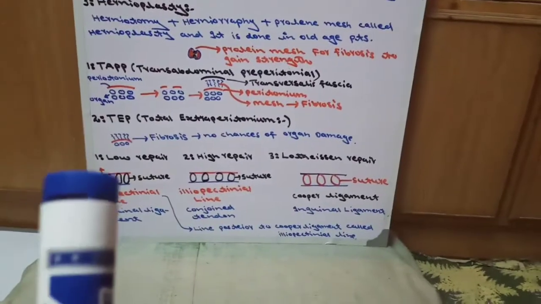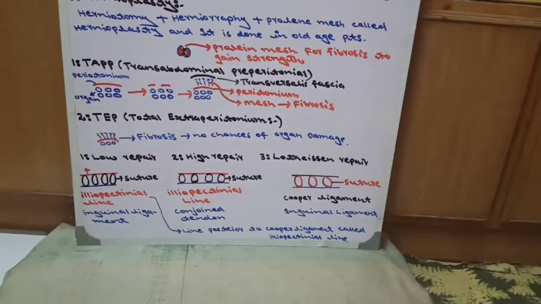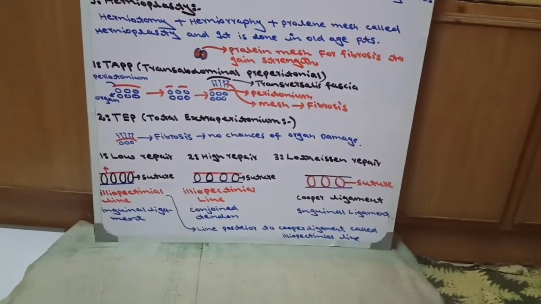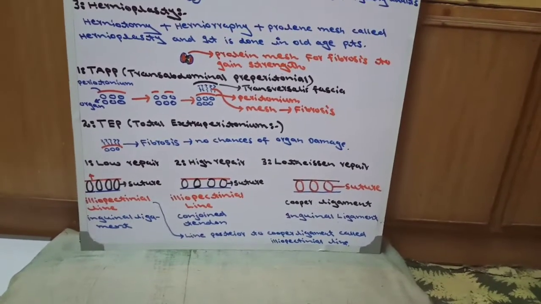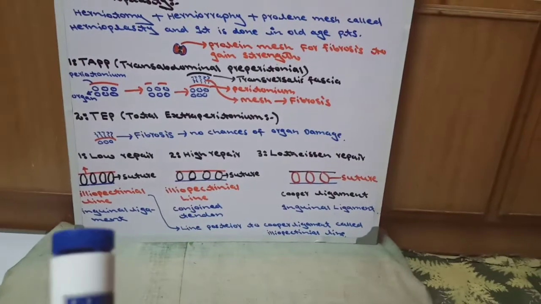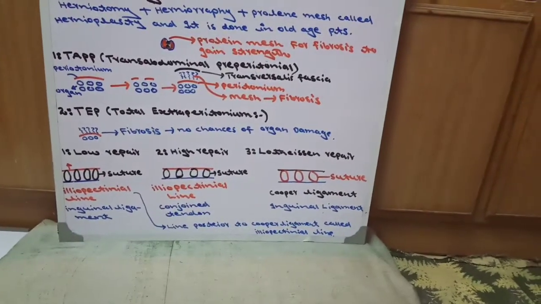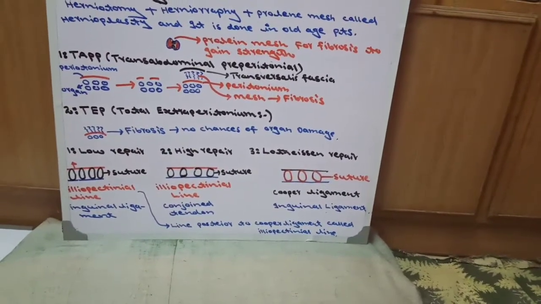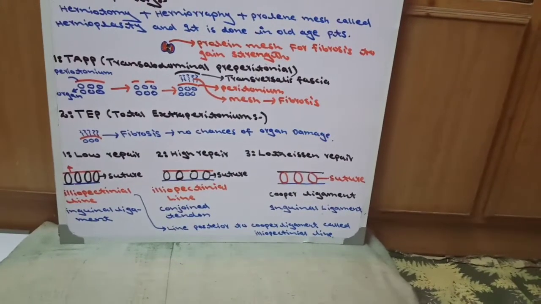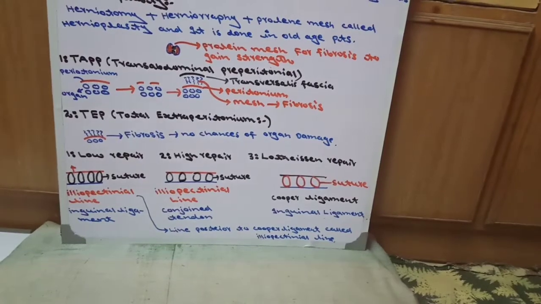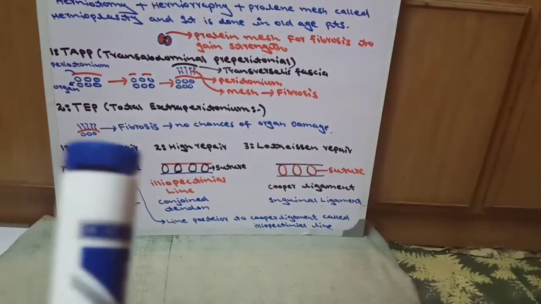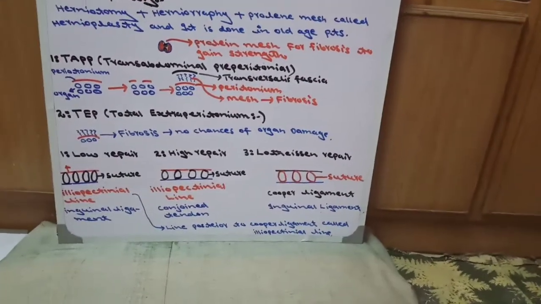First, we start with low repair. Why is it called low repair? Because when we place the suturing, we move from the testes of the patient toward the abdomen. We move from low to high. When we place the suture, we move from low to high. Therefore, it is called low repair, or also called Lockwood repair.